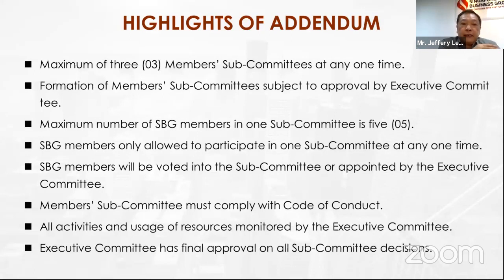And of course, the member subcommittee must comply with the code of conduct. There is the code of conduct which is signed by all executive committee members, so the member subcommittee also must comply with it. All activities and usage of resources are monitored by the executive committee at all times, and the executive committee has the final approval on all subcommittee decisions.